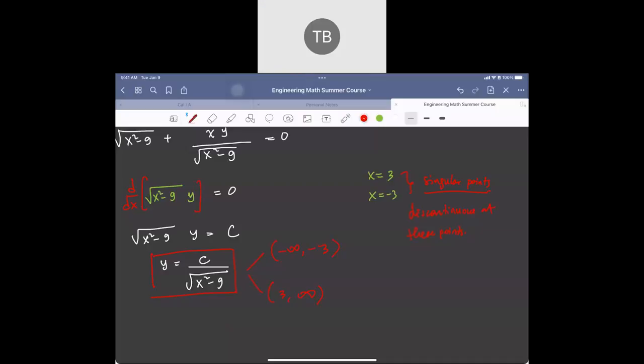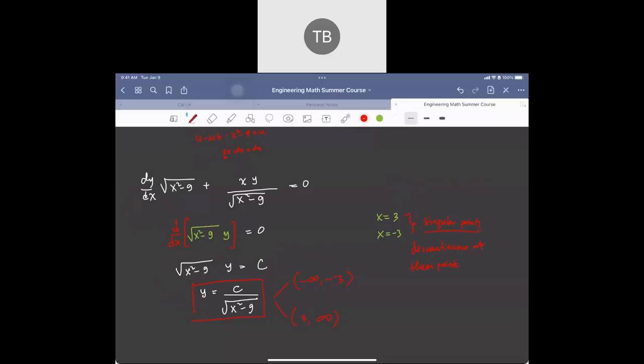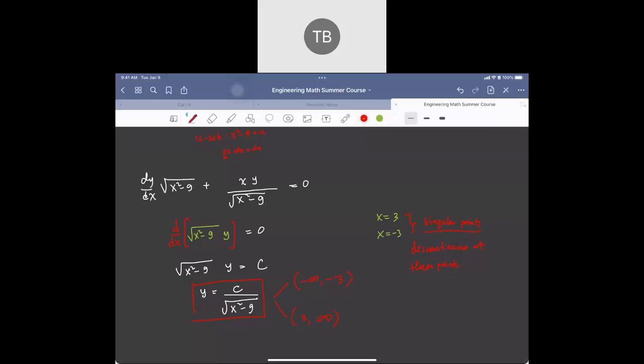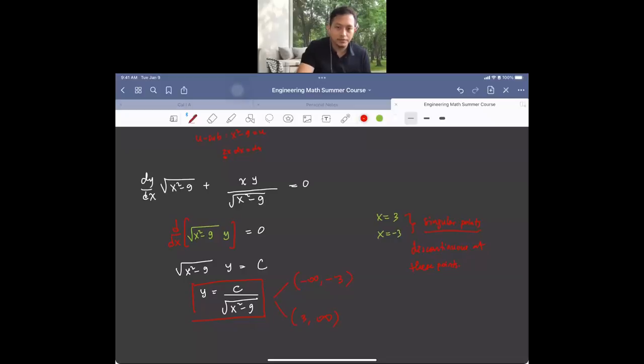So, Professor, if we have an initial value of, let's say, 3 and -3, the answer is no solution, right? Yes. Okay, thank you. So you just need to think and take care of the interval.